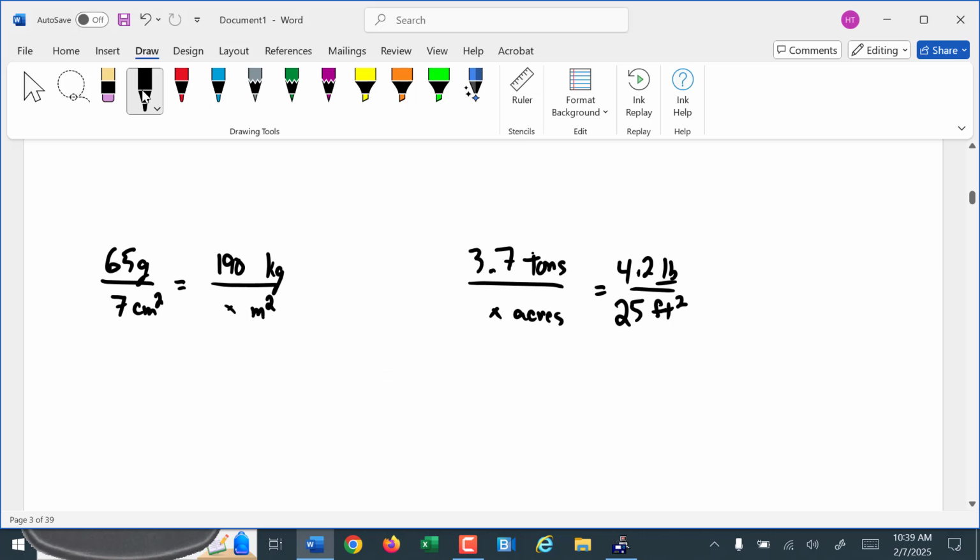If it's metric, the conversions are a little bit easier, but sometimes it's harder to do these problems because the conversions are easier. So the bigger unit is the kilogram, so I want to convert to the smaller unit, which will be the gram. A kilogram is 1,000 grams. So this is 190,000 grams.